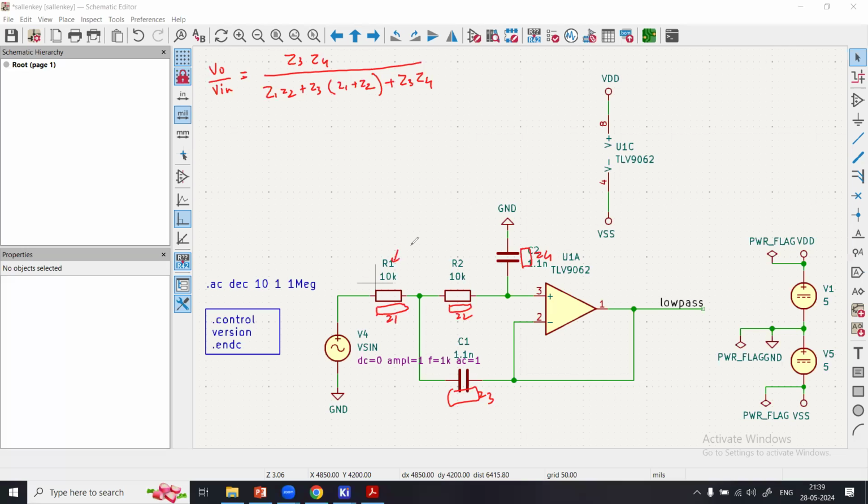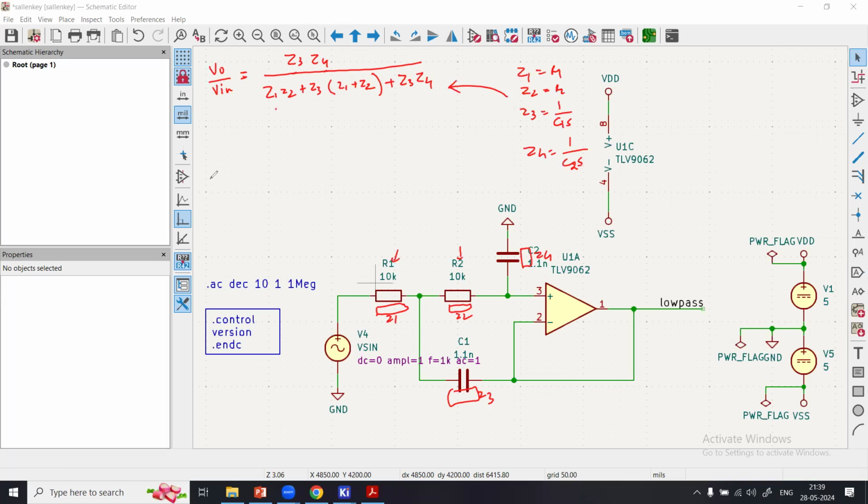But since now we have replaced these values of resistors, you can simply plug in the values of Z3, Z4, Z1, Z2. Obviously Z1 is R1, Z2 is R2, Z3 in the Laplace domain is 1 over S C1, and Z4 is 1 over S C2. Just plugging those values in gives the final expressions.